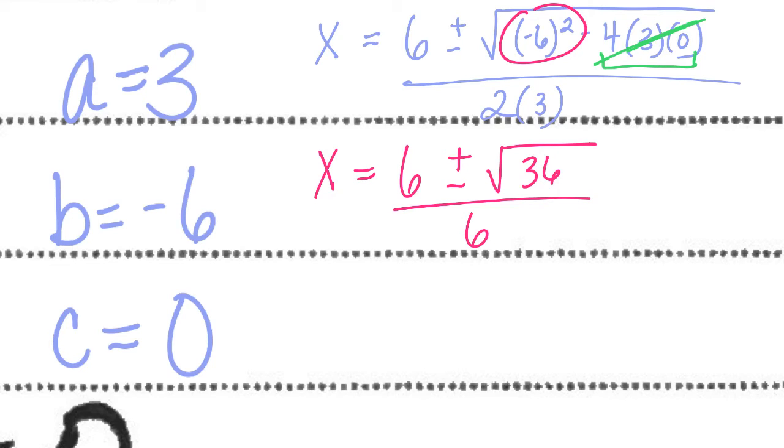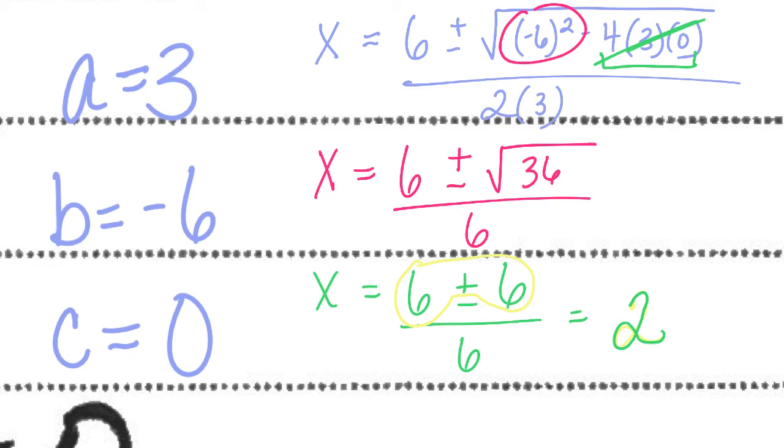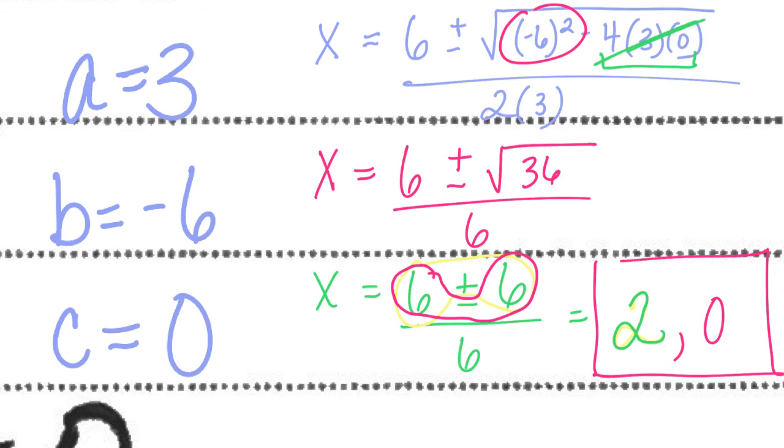Let's keep going. X is equal to 6 plus or minus 6 all over 6. So let's go ahead and add. If I have 6 plus 6, that's 12. 12 divided by 6 is 2. I'm going to write that in green. If I have 6 minus 6, that's 0. 0 over 6 is 0. So my two answers, in this case they were y's, not x's, are 2 and 0.